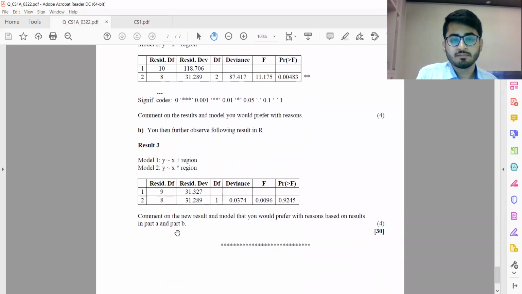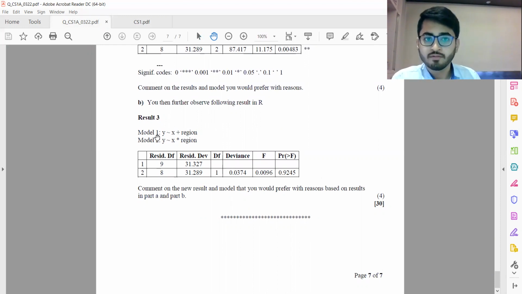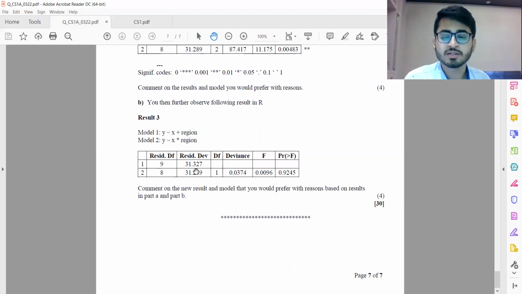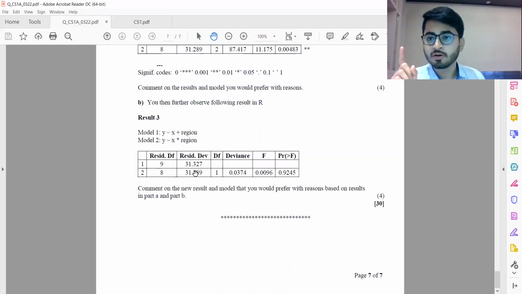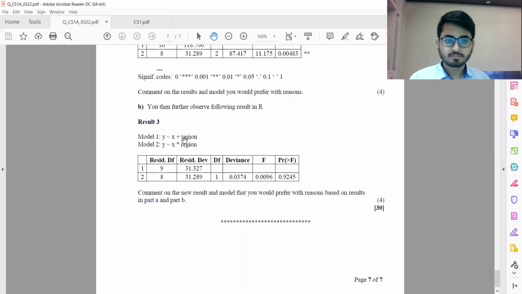But when I take a look at model 3, X plus region, X asterisk region, what I see is p-value is 0.9245. Therefore, I do not have sufficient evidence to reject H naught. Therefore, I cannot say that this model 2 is significantly better than model 1. Remember that it would be wrong if you say that model 1 is significantly better than model 2. Model 2 is definitely better. You see, we have a lower residual variance. It is definitely better, but not statistically significantly better than model 1. So we do not reject the H naught, and therefore we stick to model 1 as the appropriate model only.